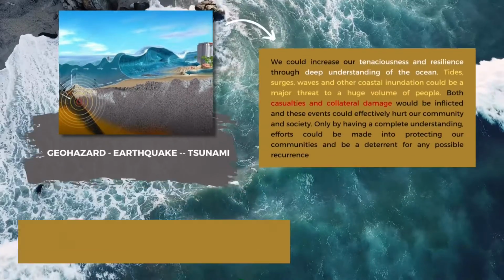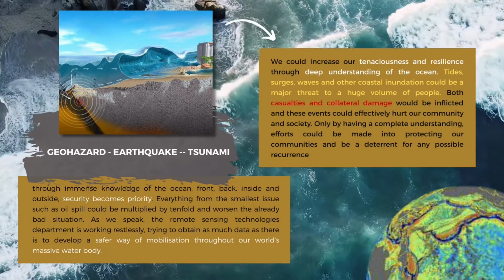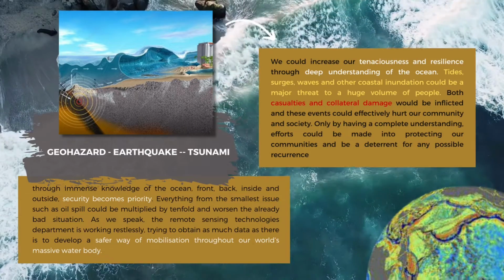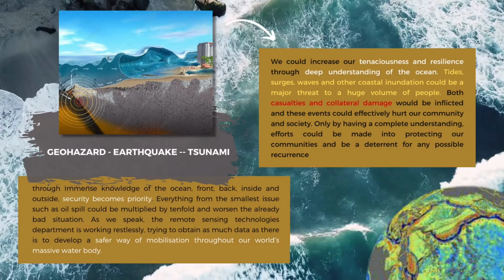Tides and surges, waves, and other coastal inundation could be a major threat to a huge volume of people. Both casualties and collateral damage would be inflicted by these events and would effectively hurt our community and society. Only by having a complete understanding could efforts be made into protecting our communities and be a deterrent for any possible reoccurrence.